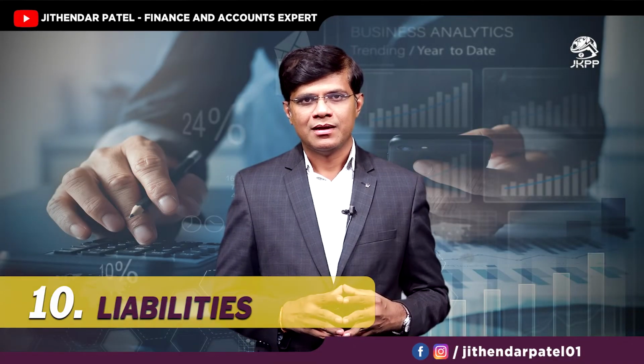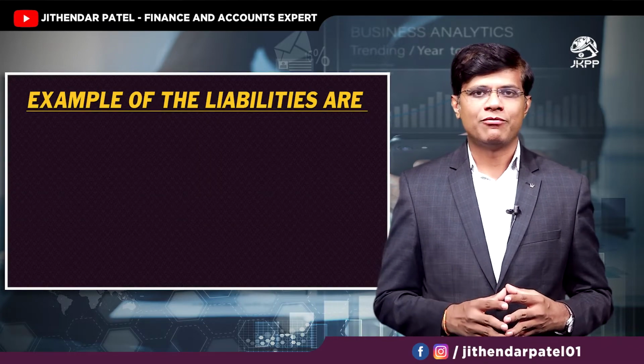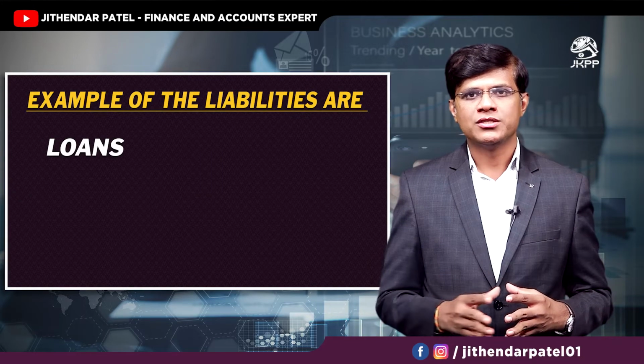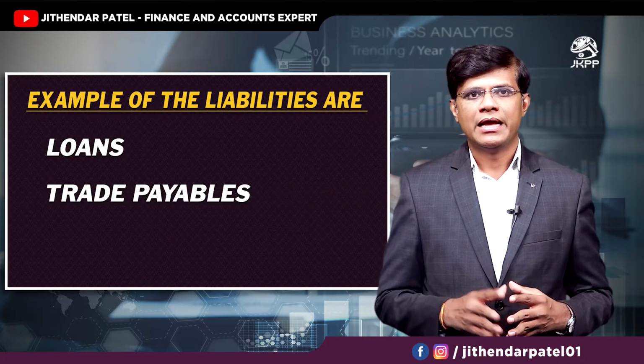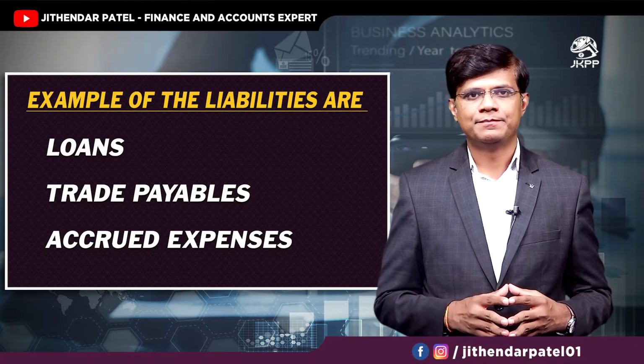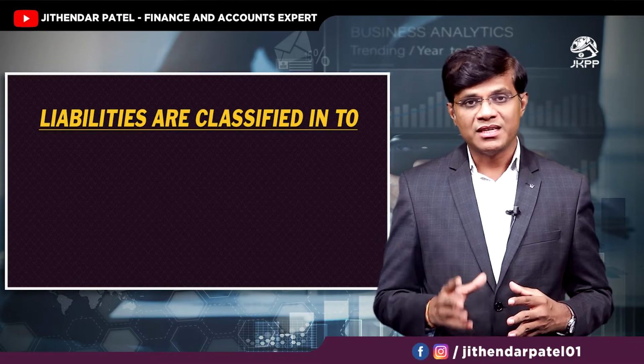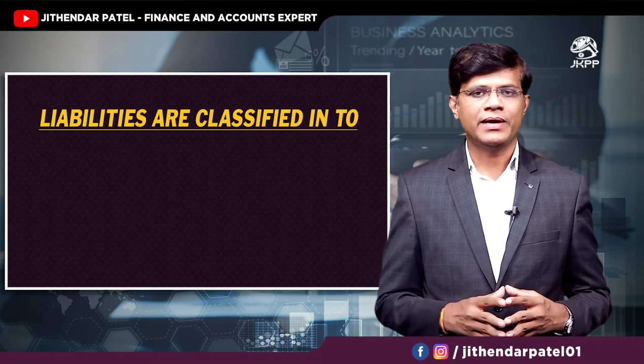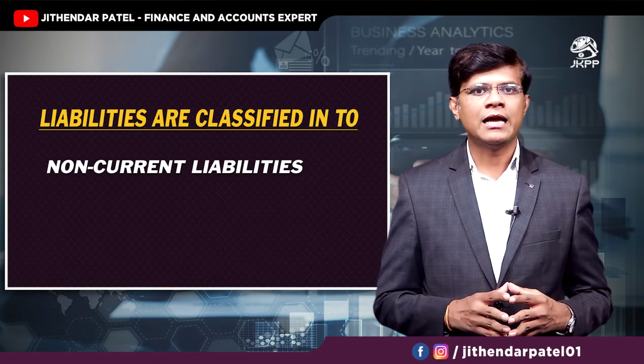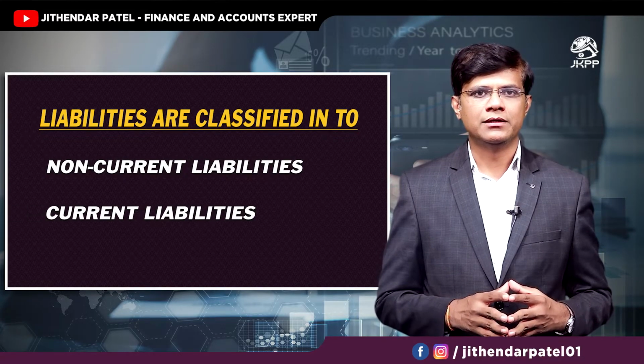Liabilities. Liabilities are the amount owed by the company to the outsiders. Examples of liabilities are loans, trade payables, accrued expenses, etc. All the liabilities of the company appear on the liability side of the balance sheet. Further, these liabilities are classified into non-current liabilities and current liabilities.